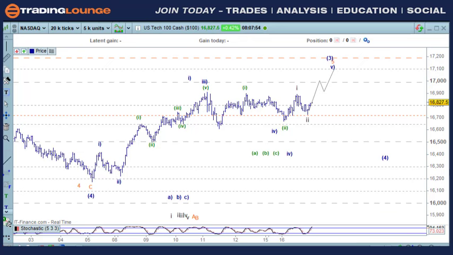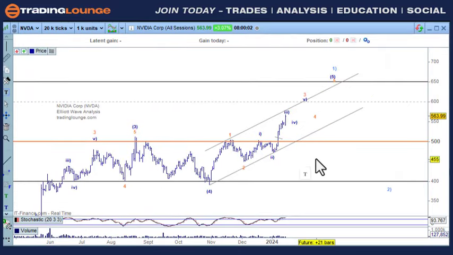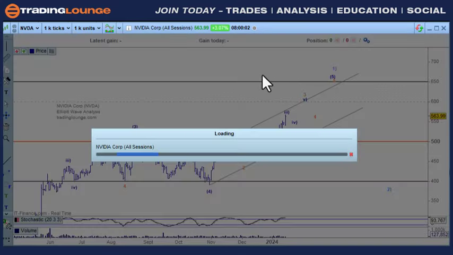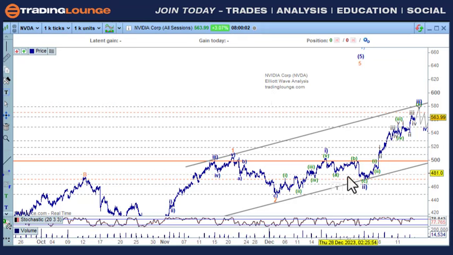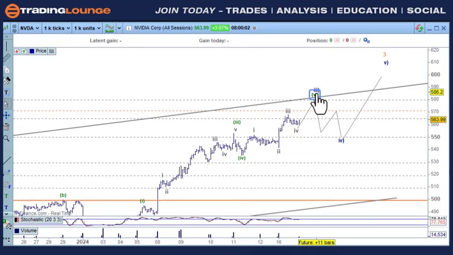It might seem a little bit weird, but if I bring Nvidia back here, this little wave 3 up here is already 5 waves up to this point. If I go onto the 1000 ticks, you'll get a bit of an idea of that. We've got a little push up to this wave 3, then an ABC pattern here. So the Nasdaq could follow out with this type of thing before seeing another little move up.